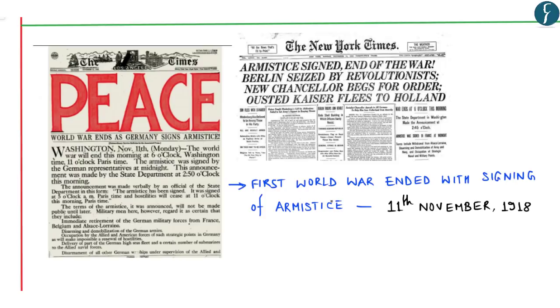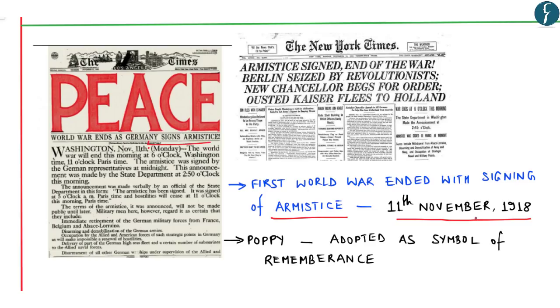And the First World War ended with the signing of the armistice on 11th November 1918. These pictures represent the newspapers of those times, where it said armistice signed, end of the war, Berlin seized by revolutionists, and here it says peace, world war ends as Germany signs armistice. Since the signing of the armistice in November 1918, the flower poppy was adopted as a symbol of remembrance as it grew widely in Europe, and also because most of the battles were fought in Europe. So the signing of the armistice on 11th November 1918 actually ended the First World War.